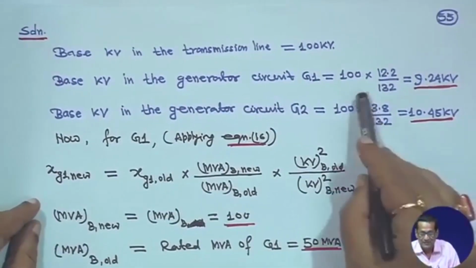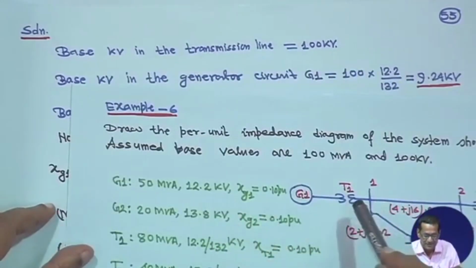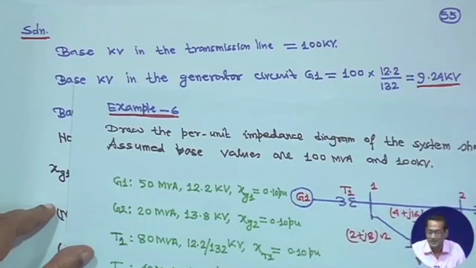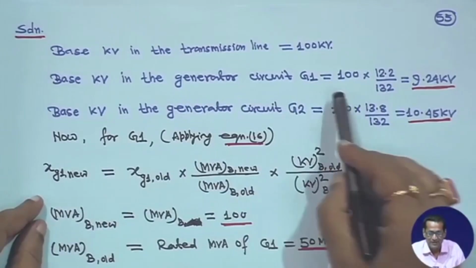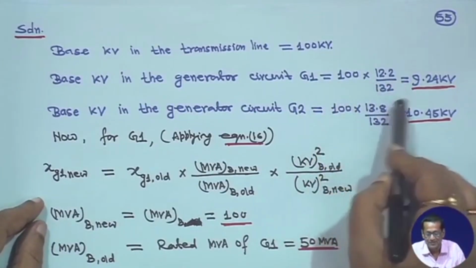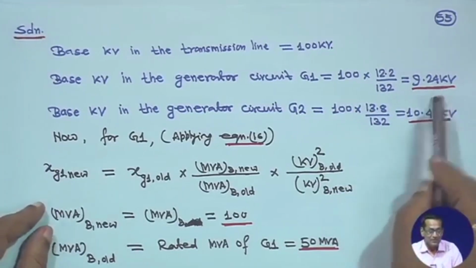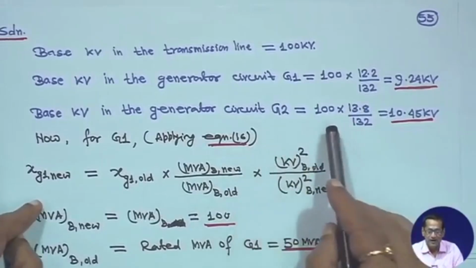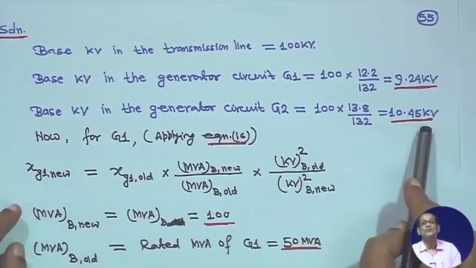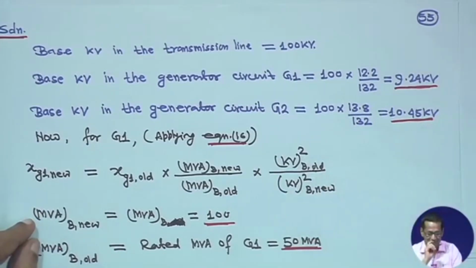This transformer is actually 12.2 by 132. So, on the line side the base is 100, and for generator 1 the base voltage will be 100 into 12.2 upon 132, so 9.24 kV. It will go down. Similarly, on the generator side G2 it will be 100 into 13.8 by 132, so it will be 10.45 kV. So, all transformation you have to make on the common base.